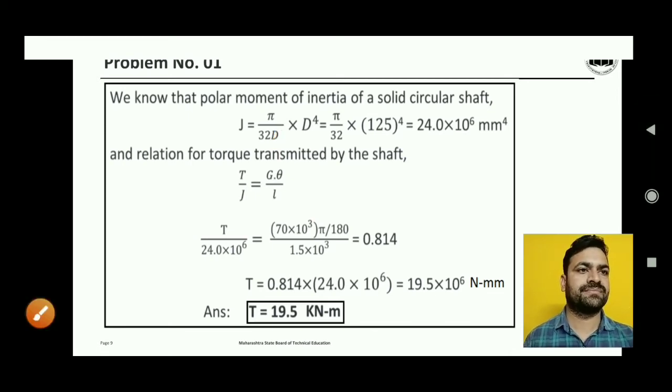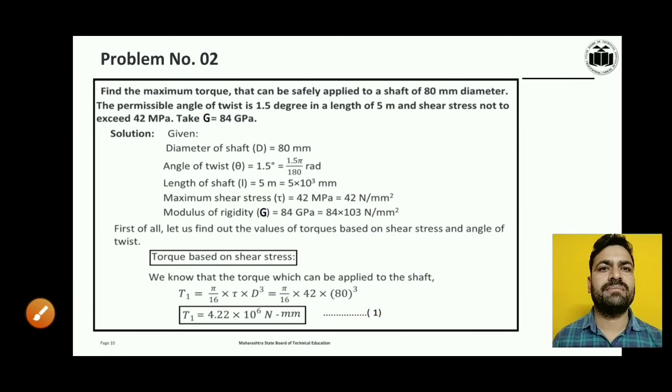So next, second problem: find the maximum torque that can be safely applied to a shaft of 80 mm diameter, so the diameter is given. The permissible angle of twist is 1.5 degree in a length of 5 meter, and shear stress is not to exceed 45 MPa. Take G, that is modulus of rigidity, equal to 84 GPa. Again, in this particular condition, we have to find the maximum torque, but we have two conditions.